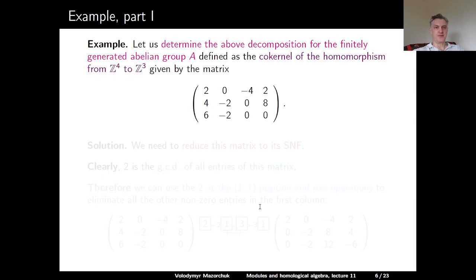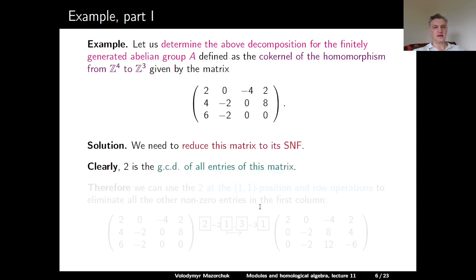Here is an example. Let us determine the above decomposition for the finitely generated abelian group A, which is defined as the cokernel of the homomorphism from Z to the power 4 to Z to the power 3, which is given by the following matrix: 2, 0, minus 4, 2, 4, minus 2, 0, 8, 6, minus 2, 0, 0. In order to solve this problem, we need to reduce our matrix to its Smith normal form.